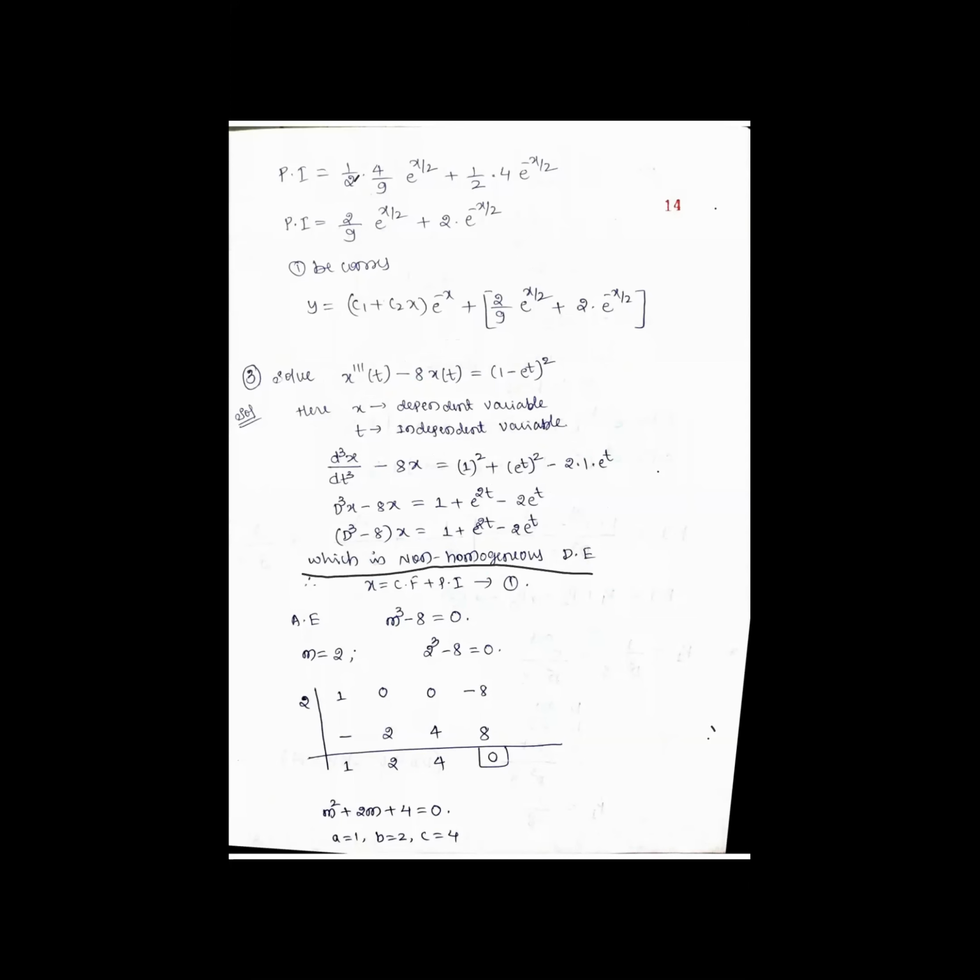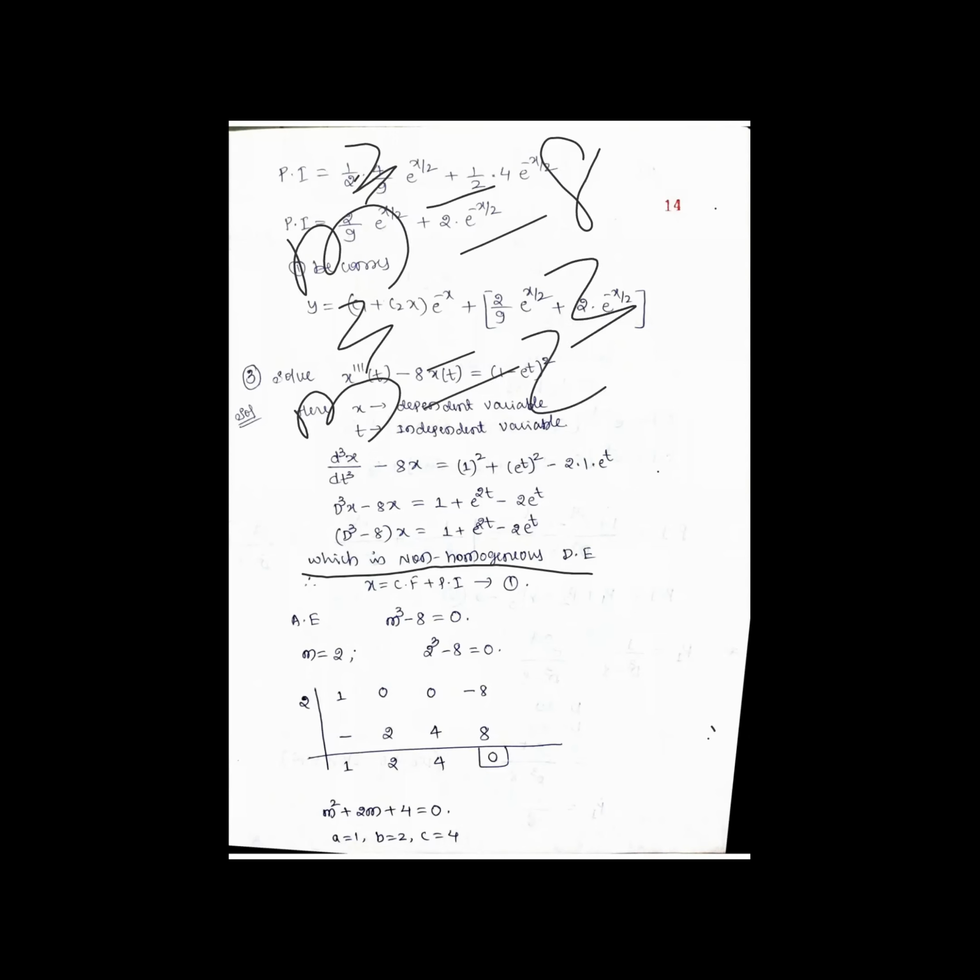So x is equal to, always solve for x, complementary function plus particular integral. See here, write the auxiliary equation, m cube minus 8 equal to 0. Don't make it m cube is equal to 8. Normally what students write, yours is correct, I don't want to say it is wrong: m cube is equal to 2 cube, m is equal to 2.